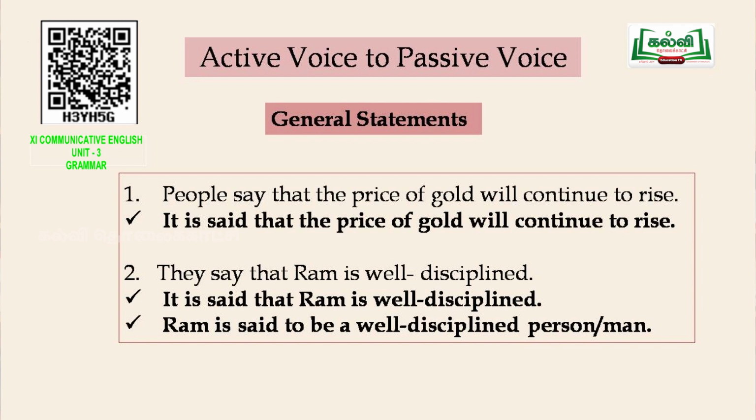The other answer in this case, because it talks about a human being here, Ram is said to be a well disciplined person. The attribute goes to Ram. The quality belongs to Ram. So, Ram is said to be well disciplined.